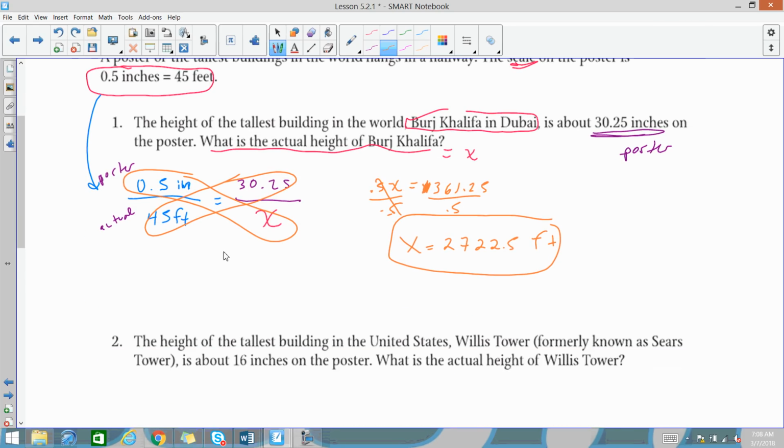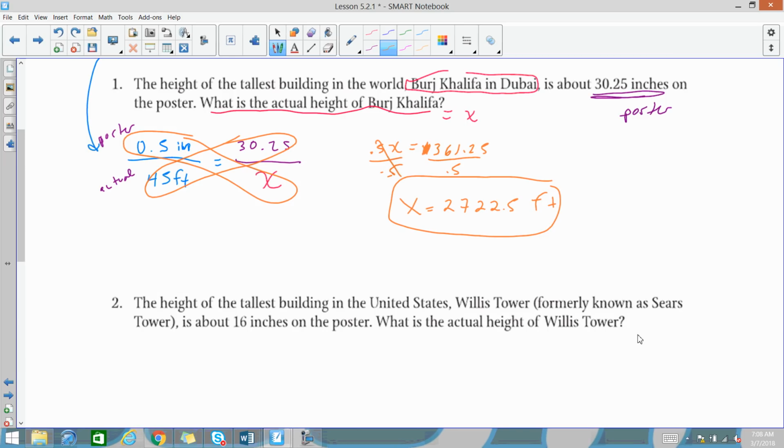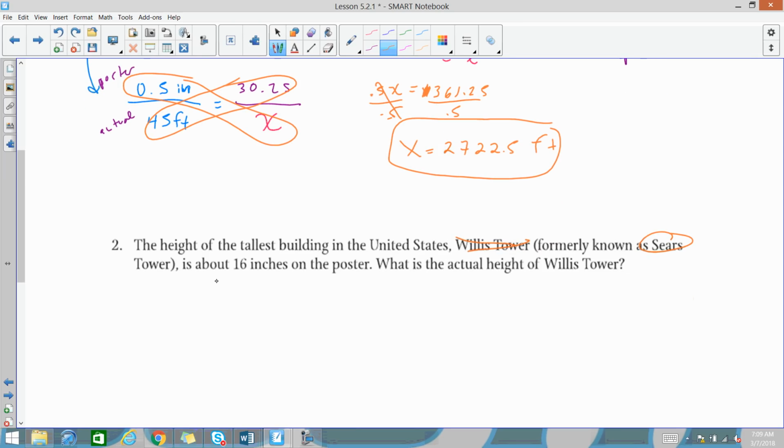See that? Now it says the height of the tallest building in the United States, the Willis Tower, formerly known as the Sears Tower. Don't ever call it the Willis Tower. It's always known as the Sears Tower. It is 16 inches on the poster. What's its actual height? So what we do is we'll use the same ratio again. 0.5 over 45.